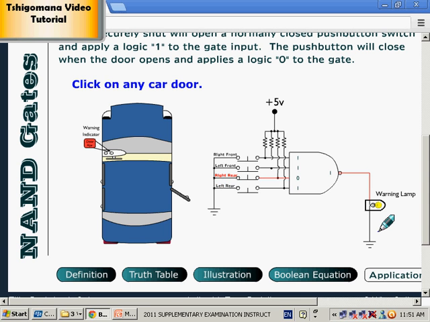Right, I think you understood how the NAND gate works. In other words, when using the NAND gate, the output becomes high only when the inputs are low. I hope you understood how the NAND gate works.